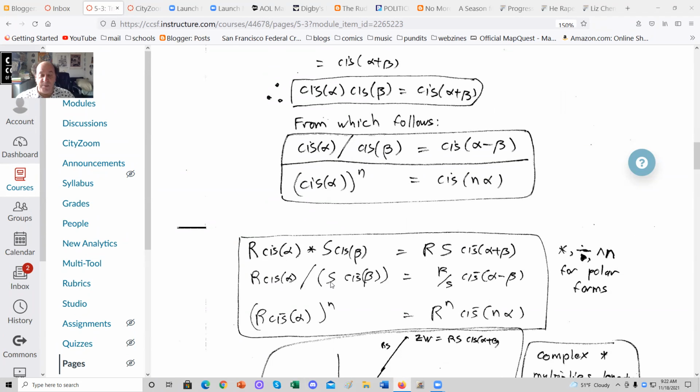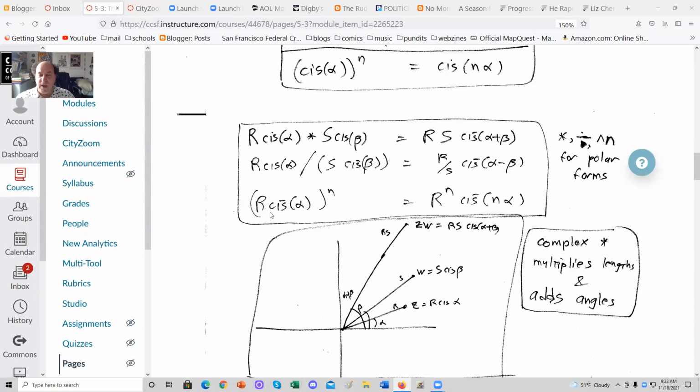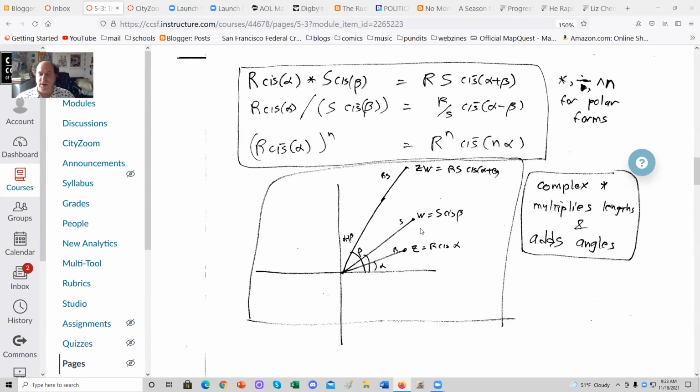r cis alpha divided by s cis beta, you divide the lengths, r over s, cis of alpha minus beta, you subtract the angles. And r cis alpha to the nth is r to the nth cis of n alpha. You power the length and multiply the angle. So here's how it looks. If here's r cis alpha and here's s cis beta, a length r and a length s, an angle alpha and an angle beta, then their product zw is rs cis of alpha plus beta. You multiply the lengths and you add angles.